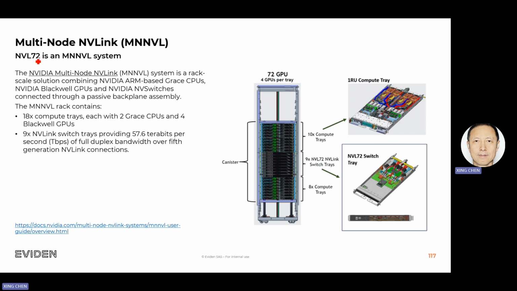As I have said, right now the NVLink domain is crossing multiple nodes. So this NVLink domain is an MNNVL system. What does that mean? MNNVL means multi-node NVLink. So you can understand that this is a multi-node NVLink domain. So NVL72 is a multi-node NVL domain system.